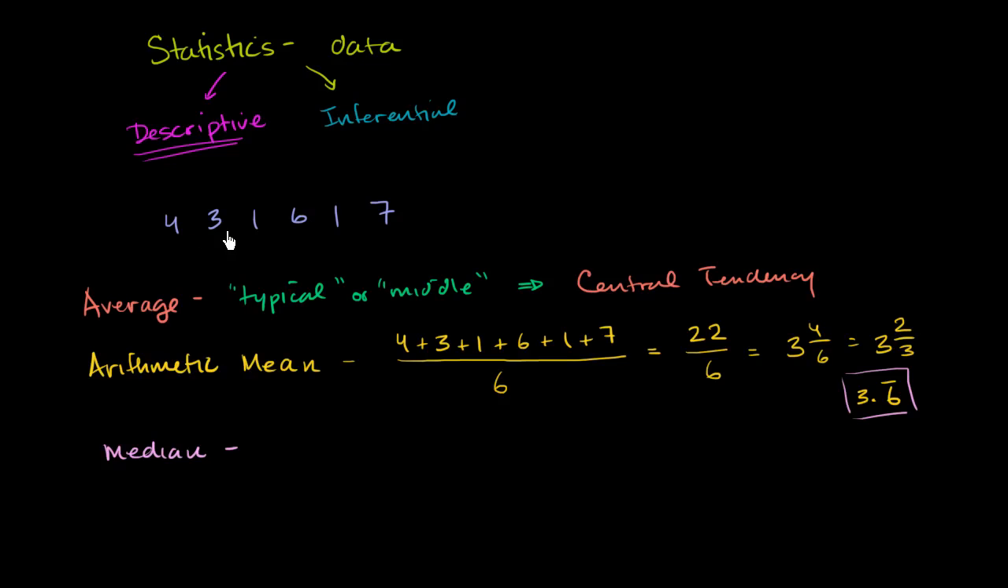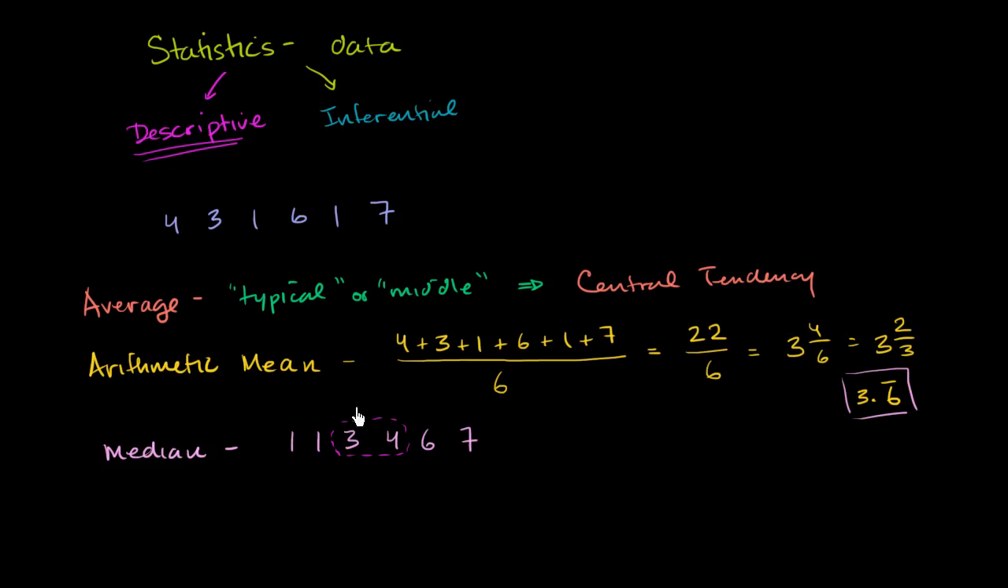Let's try to figure it out. Let's try to order it. So we have 1, then another 1, then a 3, then a 4, a 6, and a 7. All I did is reorder this. And so what's the middle number? Well, since we have an even number of numbers, 6 numbers, there's not one middle number. You actually have 2 middle numbers right over here.